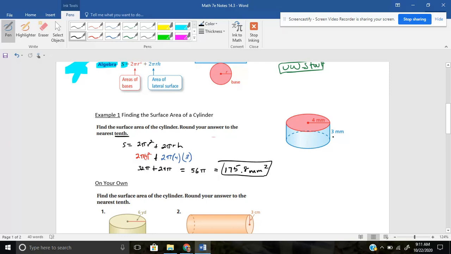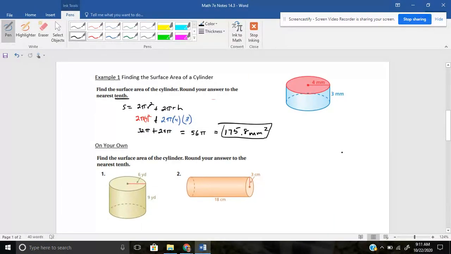All right, why don't you use this formula and try the two on your own here to see what you come up with. All right, for number 1, you should get 180 pi, which is about 565.2 square yards. And maybe let's do this one together.